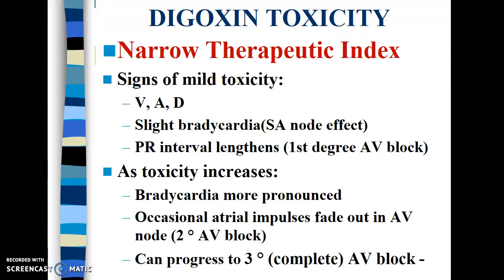So signs of mild toxicity are going to include vomiting, anorexia, and diarrhea. This is something that you'll see me refer to as VAD. Okay, so VAD is the sign of mild toxicity. We'll also have slight bradycardia. We'll have a prolonged PR interval if we were to hook an animal up to an ECG. And as the toxicity increases, we're going to see that bradycardia be more pronounced. The heart's going to be slower. We're going to have some missed beats, and it can progress to that 3rd degree AV block.